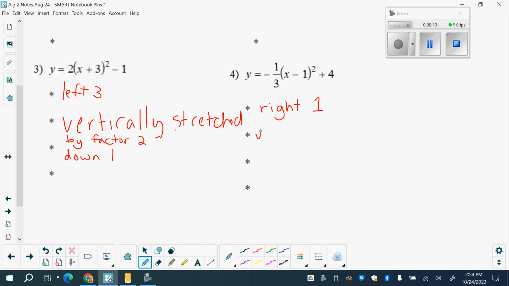Yes, good. Vertically compressed. Makes it wider. And you have to say what it's compressed by. And so it's by 1/3. And then the negative is separate from that vertical compression. Yes, that's a -1/3, but the negative and the 1/3 do two different things. What does the negative do? Reflect it over the x-axis.